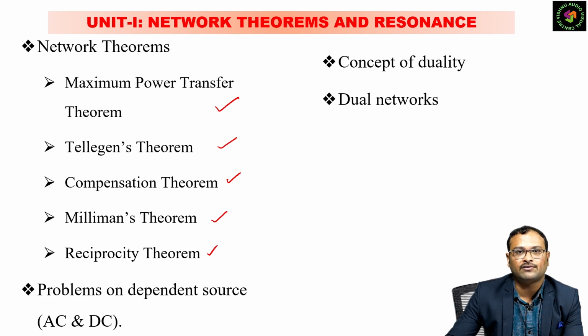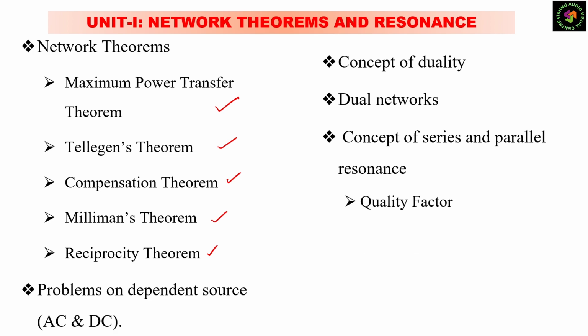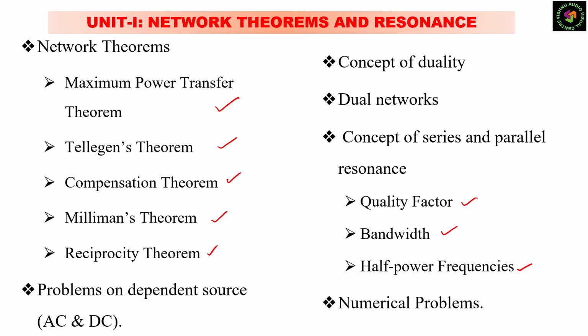This is a special case of the combination of RLC parameters, which you already know. These parameters can be connected either in series or in parallel, and they lead to the special case of resonance. In that resonance, parallel resonance and series resonance, we are going to see what the quality factor, bandwidth and frequencies are, along with some numerical problems.